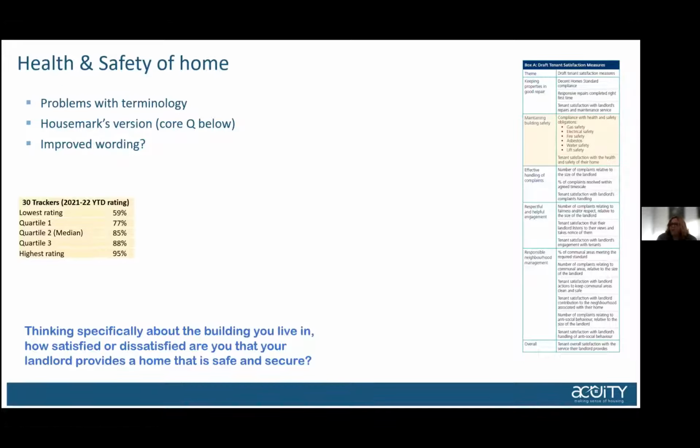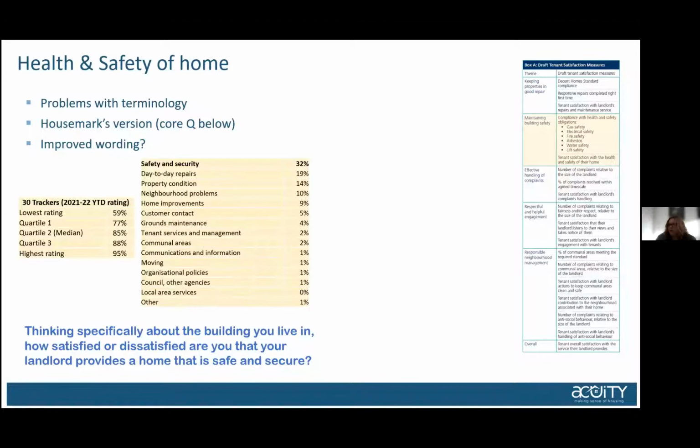We've pushed it further and asked, if you feel your home's not safe, why not? And I've looked at this before. I just pulled out a large landlord. They'd asked 600 times already this year, and only 32% of the comments were linked to safety and security. A lot more, we're picking up repairs comments, property conditions, often damp, not necessarily safety issues, neighbourhood problems, ASB, crime, whatever. So a whole plethora leads residents to say that they don't feel their home is safe.